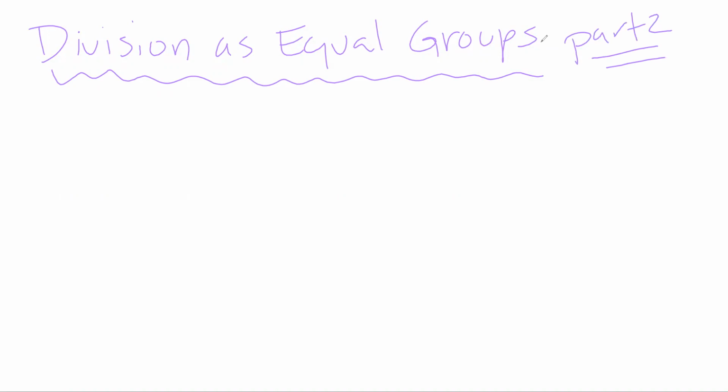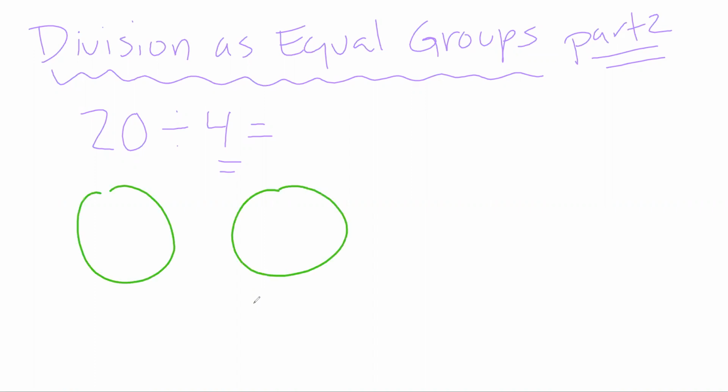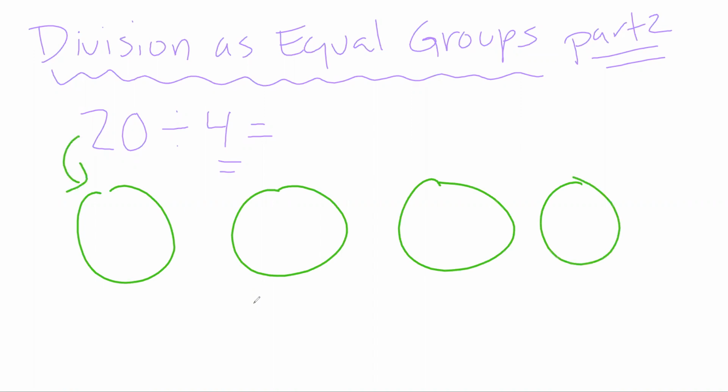So we worked earlier with this idea of, okay, if I have a problem like this, let's do this. This is good. I can see where this can go. So we have a problem like 20 divided by 4, right? So we're going to draw out, let's get another color in here, looking too monotone. So we're going to draw out 4 circles. And then we're going to distribute. This is what we talked about in the last video.